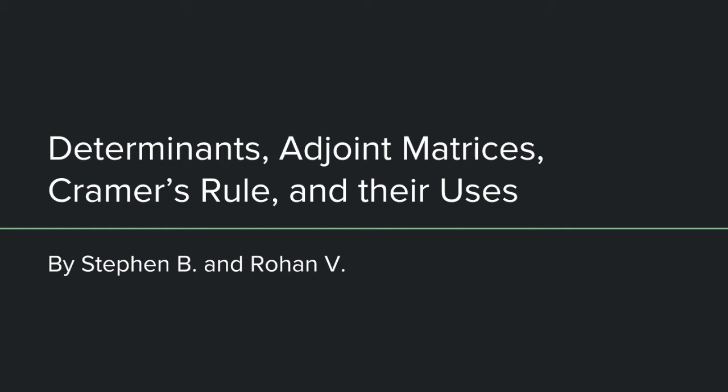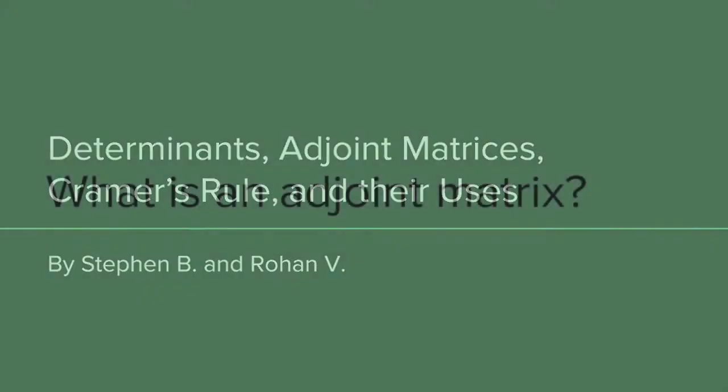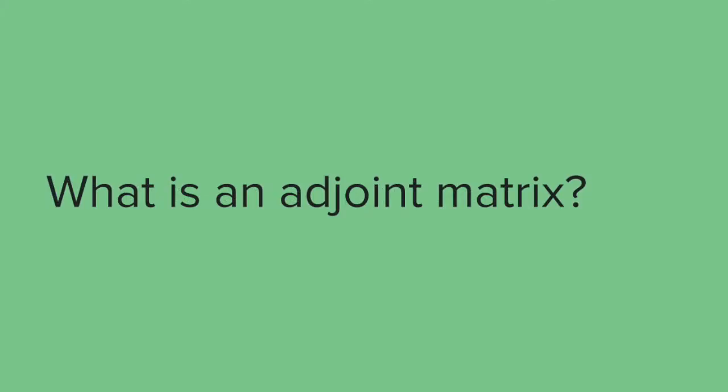Determinants, adjoint matrices, Cramer's rule, and their uses. First off, what is an adjoint matrix? An adjoint matrix is a matrix that can be derived from another one, known as the original matrix. Both of these have the same dimensions and must both be square. There are many matrix operations and properties that require adjoint matrices that we will detail in this video.